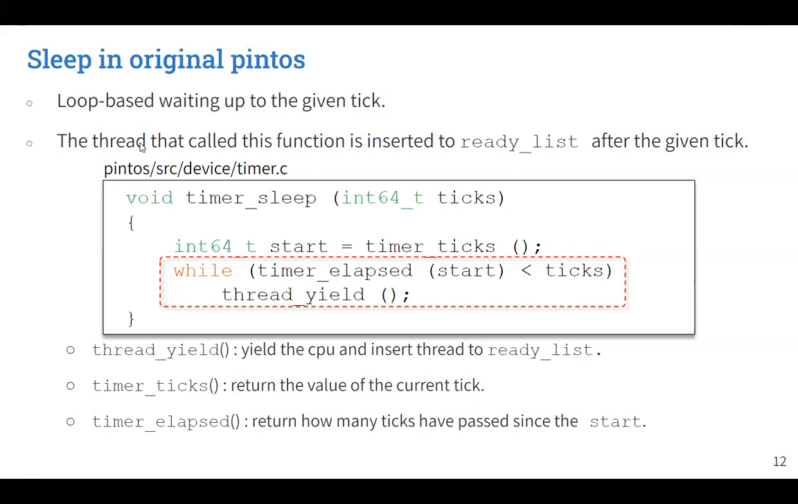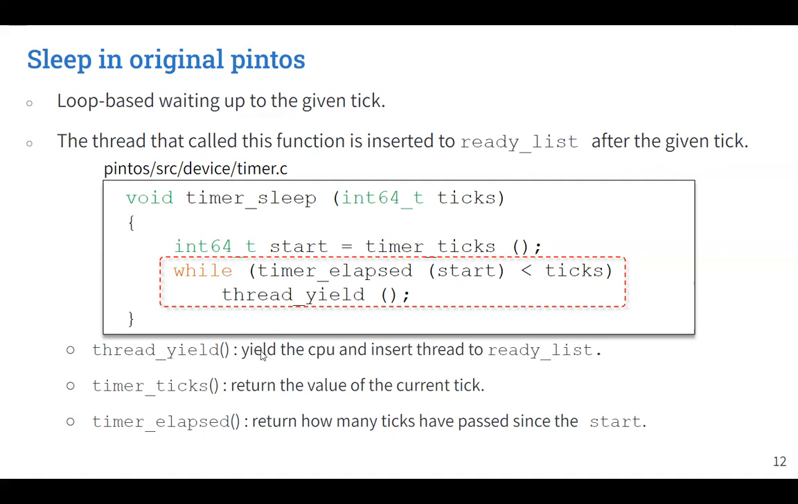So right now it's loop-based waiting up to the given tick. The thread that called this function, timer sleep, is inserted into the ready list after the given tick. So in this function, timer sleep, you can see that there's a start time, and when timer elapsed start is elapsed, we check the time, and if the set number of ticks hasn't passed yet, it continues to yield.